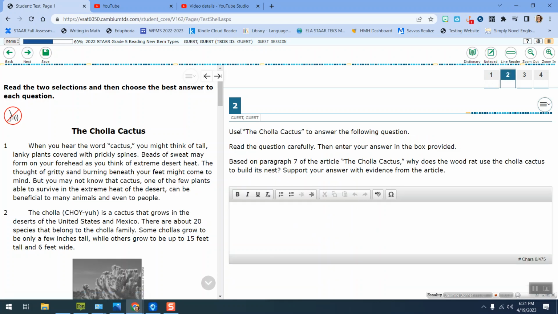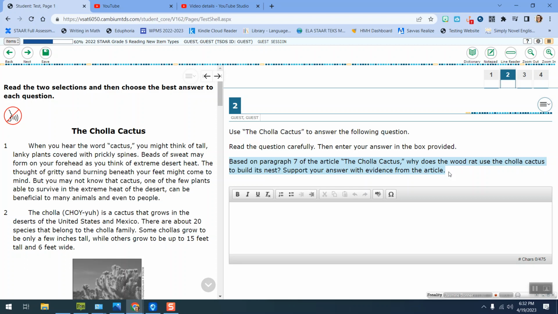The prompt says, use the cholla cactus to answer the following question. Read the question carefully, then enter your answer in the box provided. All right, so this right here is actually the prompt. This is what I need to pay attention to because this is the question that I'm answering. Based on paragraph 7 of the article, The Cholla Cactus, why does the wood rat use the cholla cactus to build its nest? Support your answer with evidence from the article.